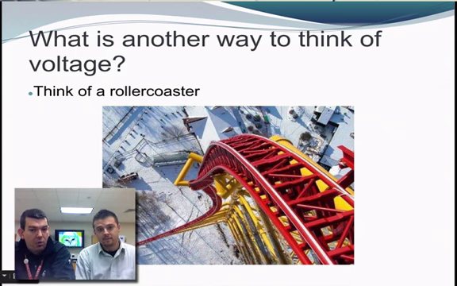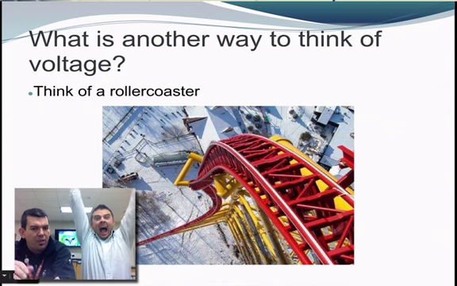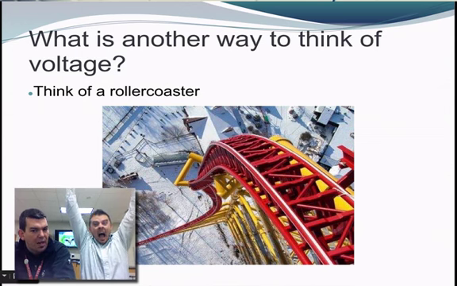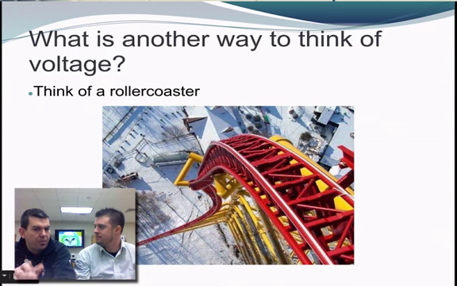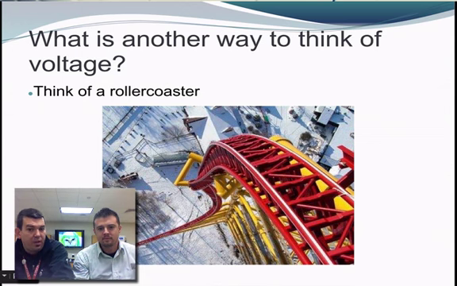So if you think about a roller coaster, you're at the top of the hill of the roller coaster, not a lot of energy. Usually it's the anticipation of about to drop, and then you go down, and that potential difference is basically the difference from the top of the roller coaster to the bottom. Think about it like the positive end of the battery and the negative end of the battery.